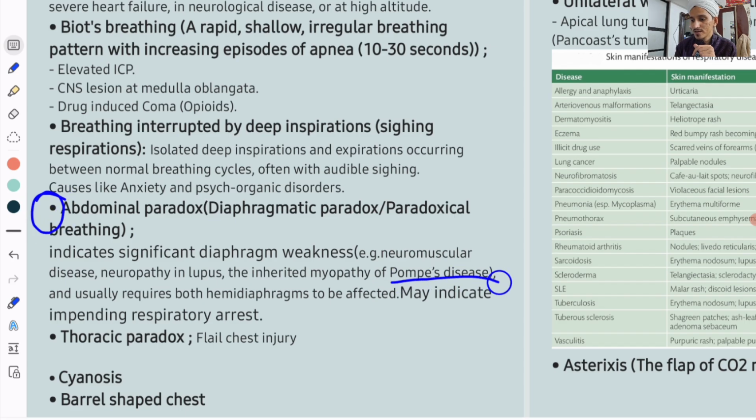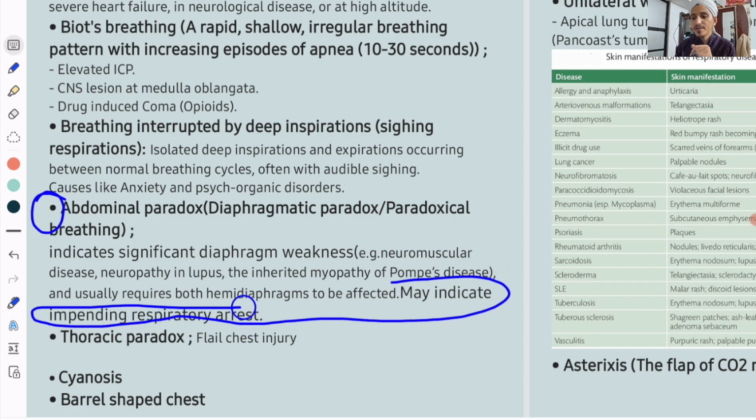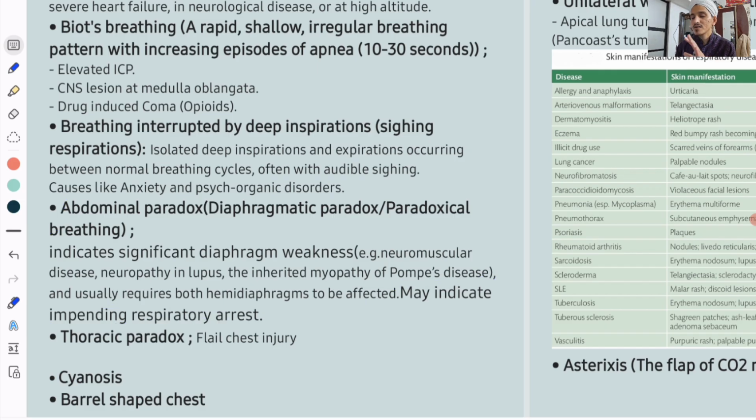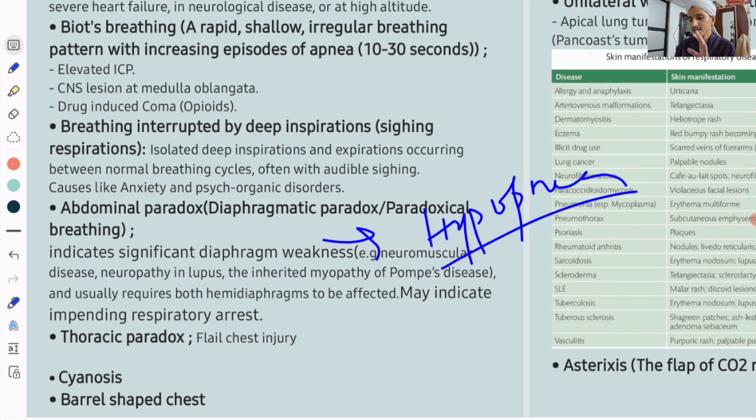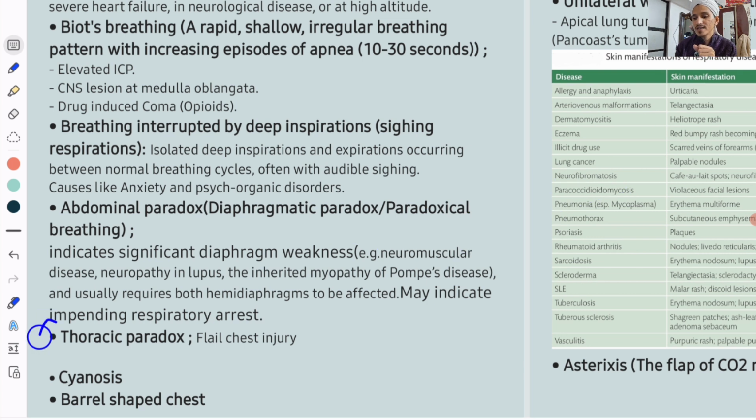Remember this very important point, which shows that the patient may be in impending respiratory arrest. Abdominal paradox can indicate impending respiratory arrest. This can be associated with hypopnea with abdominal or paradoxical breathing. Thoracic paradox, when 3 to 4 ribs are fractured on both sides, that portion of the chest will move opposite to the rest of the chest. So that is thoracic paradox, which you can usually see in flail chest injury patients. So that's about abdominal paradox, also known as diaphragmatic paradox, paradoxical breathing. You can see it in impending respiratory arrest.